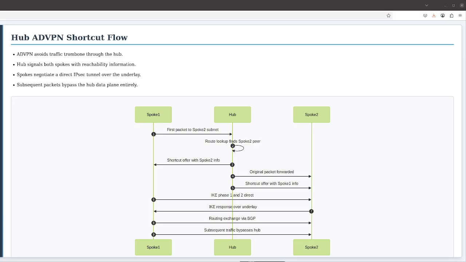The configuration to enable this on the hub requires 3 parameters on the Phase 1 interface. The Set Auto Discovery Sender Enable command tells the hub to send shortcut offers when it detects spoke-to-spoke traffic opportunities. The Set Auto Discovery Receiver Enable command allows the hub to accept shortcut information from other hubs in more complex designs. And the Set Add Route Disable command prevents the hub from automatically adding routes learned via mode config, letting us control routing explicitly through BGP instead.